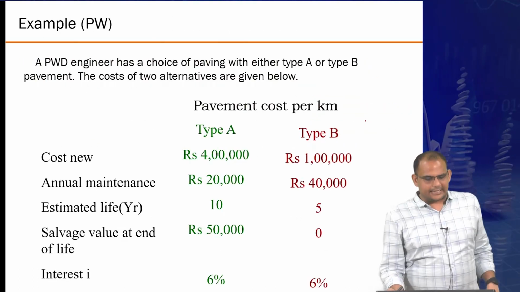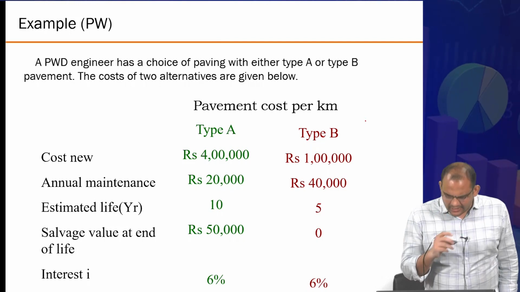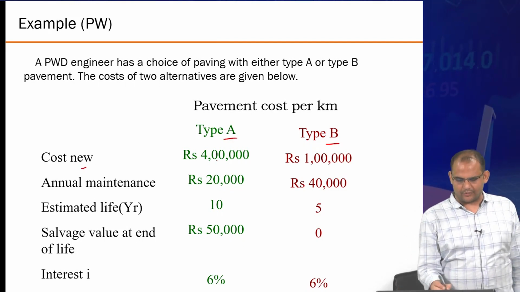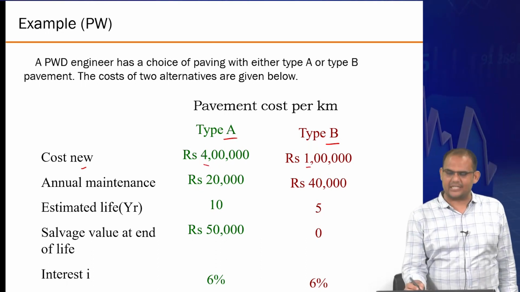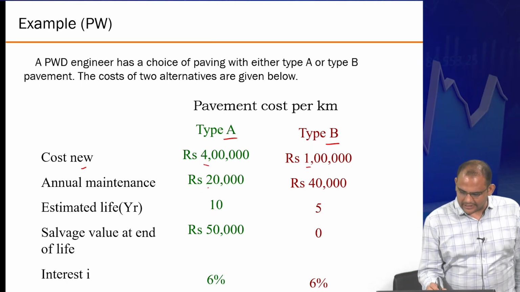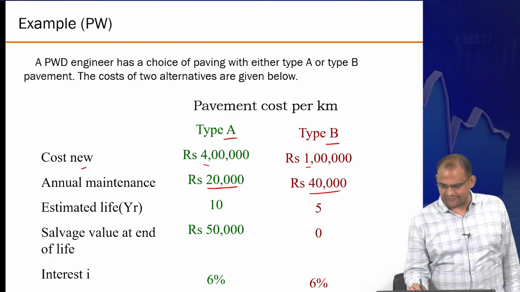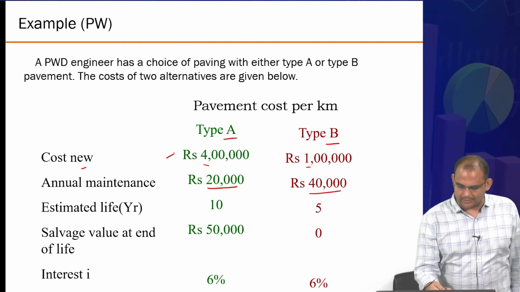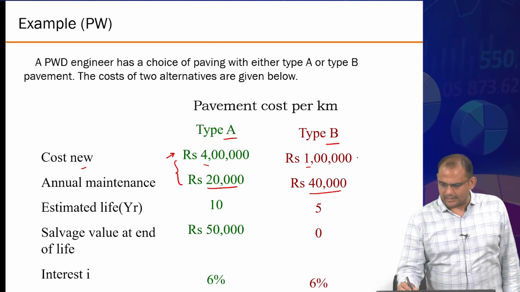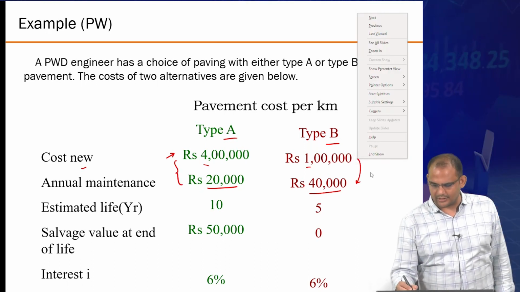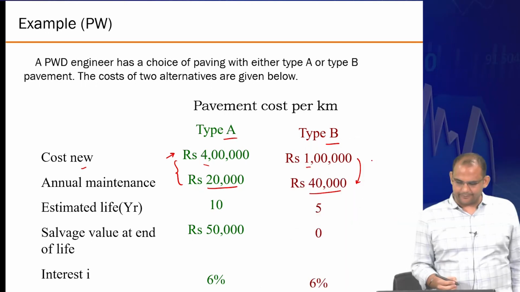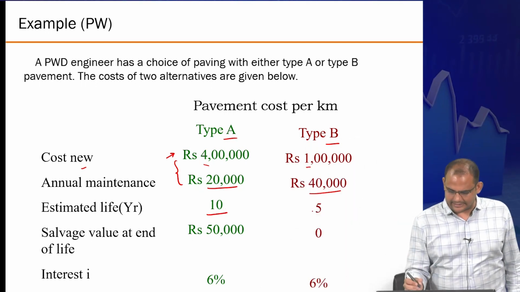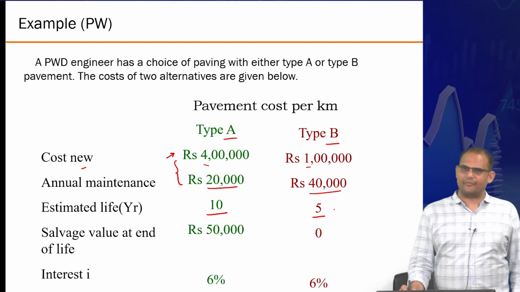So with that, I started this example. I need to make a road, type A or type B. The cost of the new road for type A is 4 lakh rupees. For type B, it's 1 lakh rupees. Annual maintenance for type A is 20,000, while for type B it is 40,000. So this makes sense: an initial high cost but low maintenance alternative compared to a low initial cost but high maintenance cost alternative. The estimated life for type A, because it's expected to be good, is 10 years, but it is only 5 years for type B.